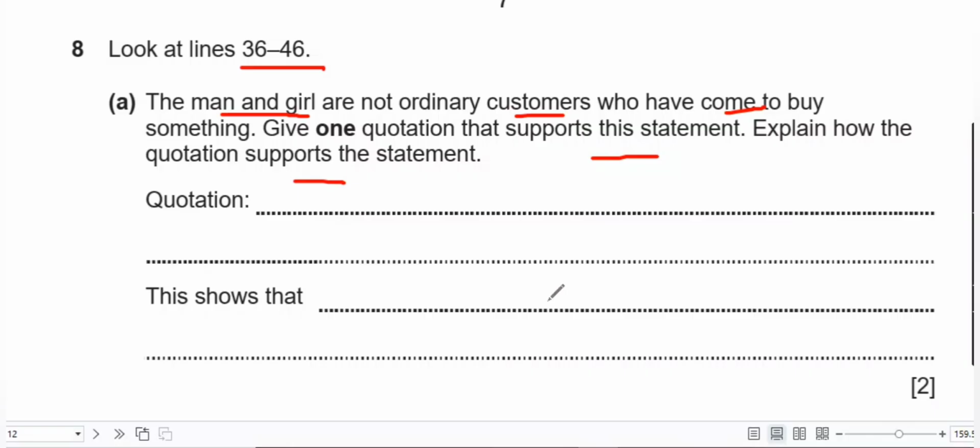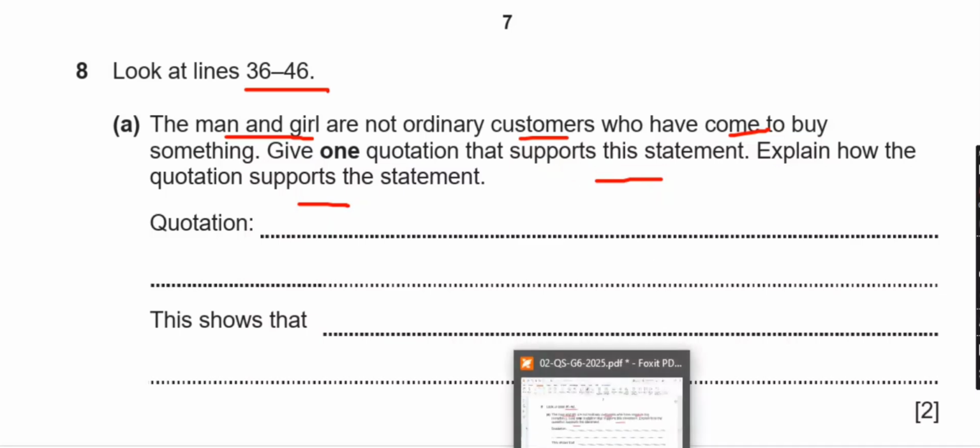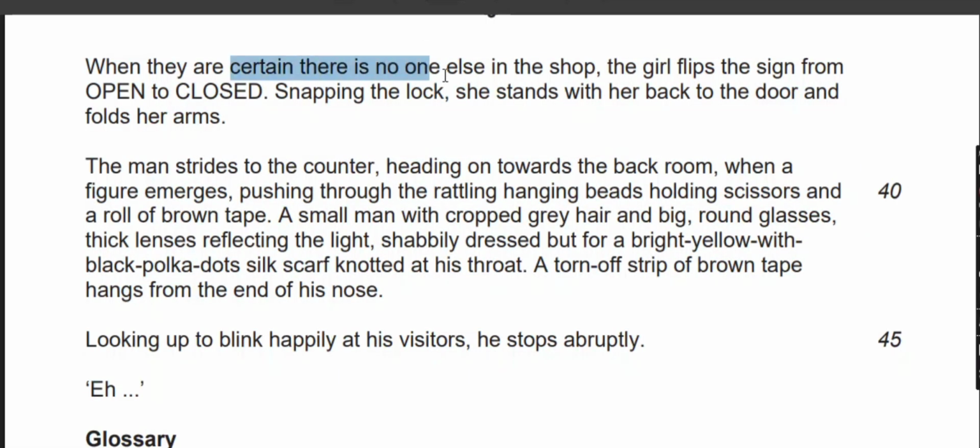Simply find the quotation and evidence for it. So the man and the girl are after something. Prove it. Look, when there's no one. Okay, if they are normal customers, why do they want to be certain there is no one else in the shop?